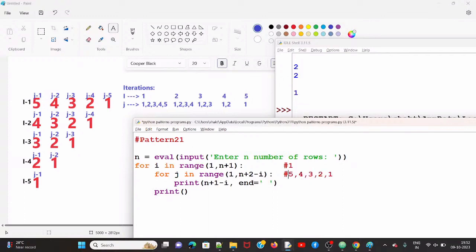Then the first time, what j value? 5. Directly I can take the j, without all this, I can take j directly. Second time j value, what? 4 display. Next time j, 3 display. Next 2 display. Next 1 display. That's all, guys.